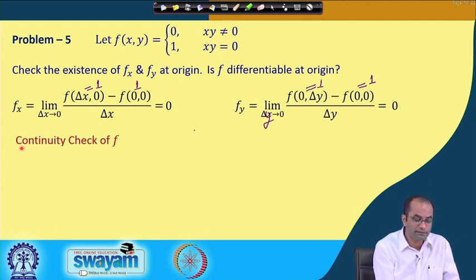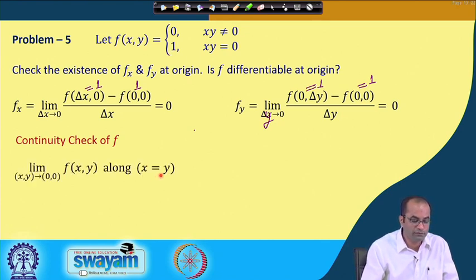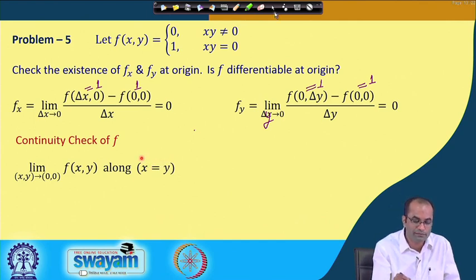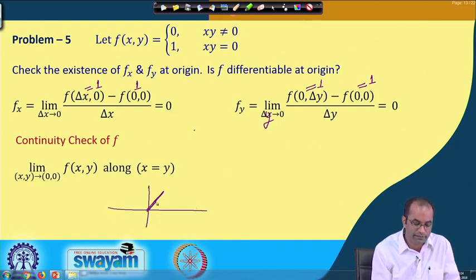So, now we will check the continuity of f at the origin. For that, let us observe the value of this limit of f(x,y) when (x,y) goes to (0,0) along x equal to y. Along the x equal to y line, if we approach this origin point, what will happen? Here, at all these points the product xy is not equal to 0, at any point other than the origin. So, the function will take the value 0.